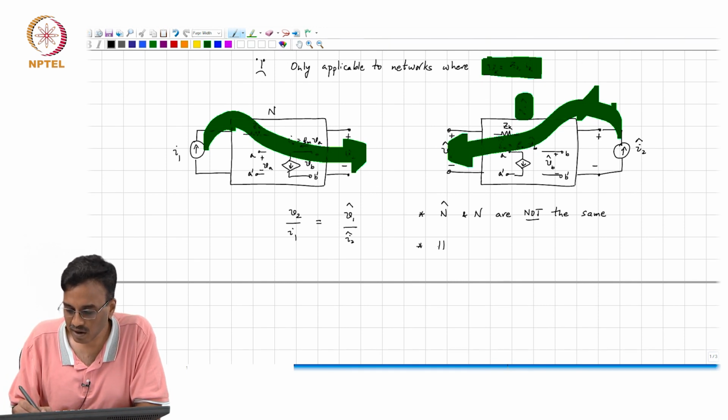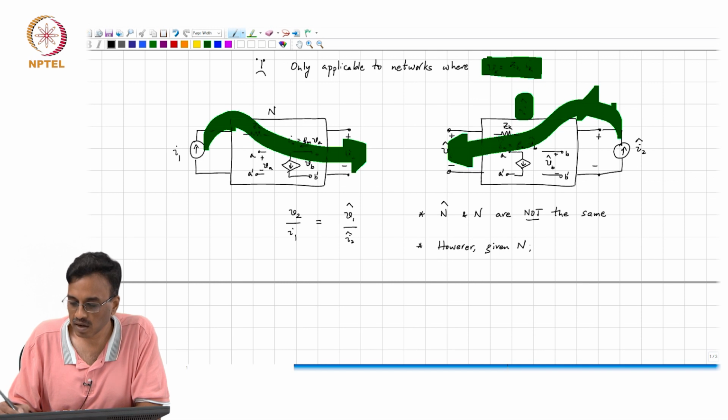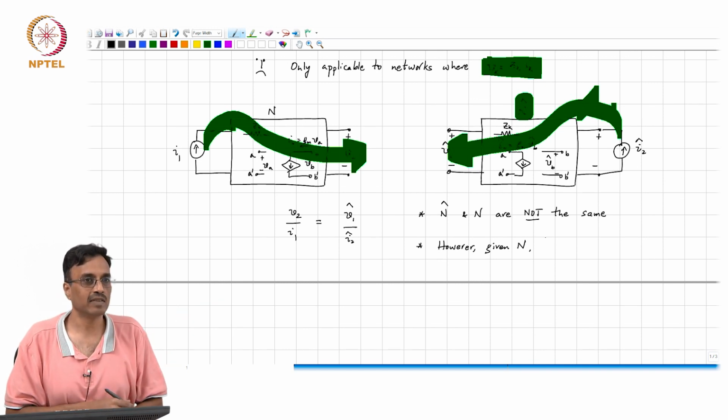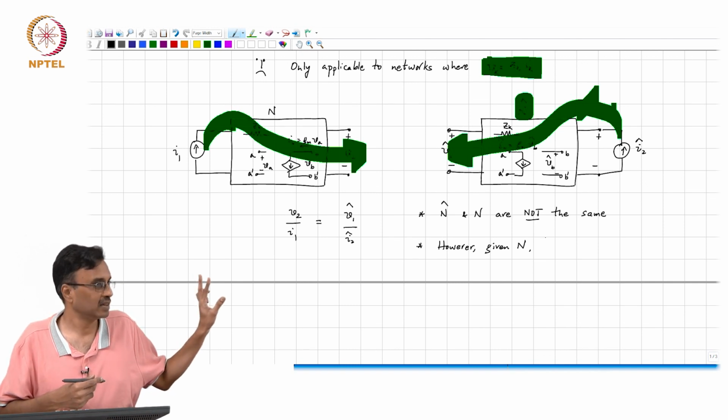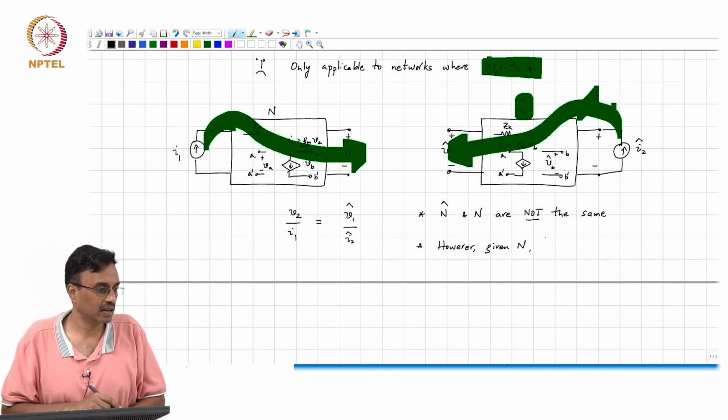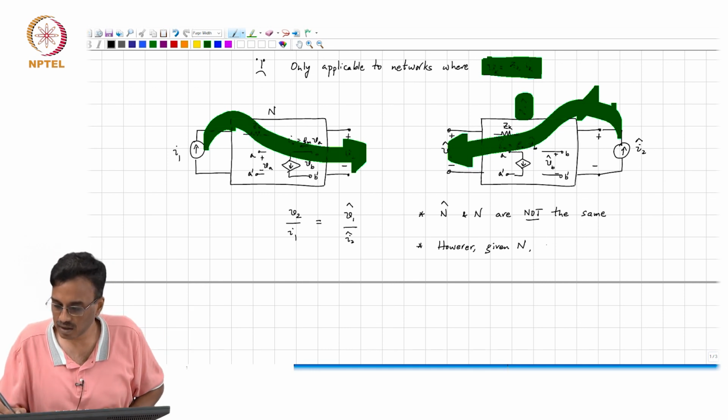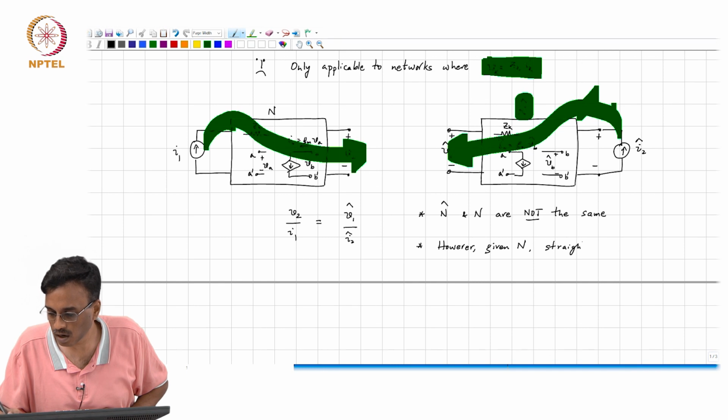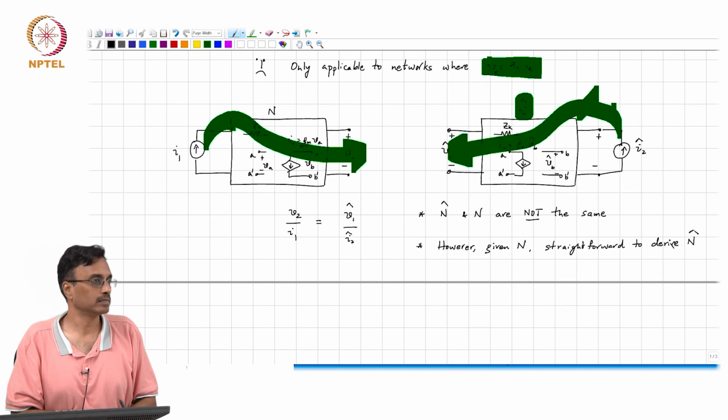However, given N, what comment can you make about N hat? I mean, is it like rocket science to find N hat or what? It is just a matter of flipping the controlled and controlling ports in N to arrive at N hat. Is that clear, people?